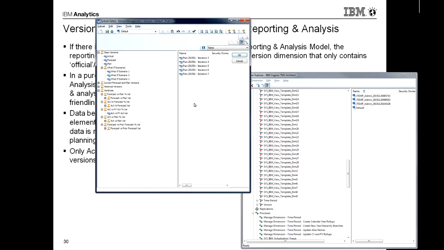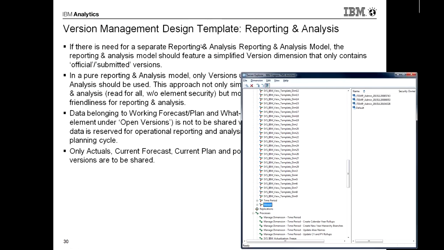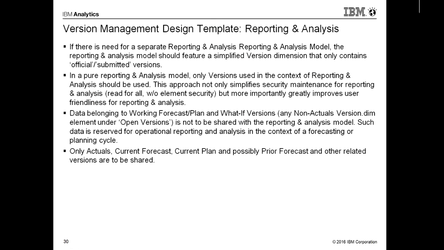For reporting and analysis, that's not really what we'd want. We just would want the open versions. We'd really want only submitted versions in here. So for reporting and analysis, you would only use the versions that are relevant in the context of reporting and analysis. It simplifies security, maintenance, and greatly improves user friendliness. So your data belonging to the working forecast or plan and your what-if versions should not be shared with the reporting and analysis model, right?